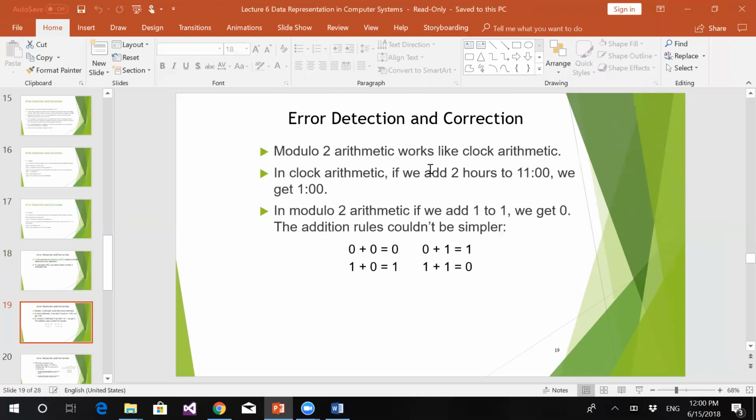Modular 2 arithmetic works like clock arithmetic. In clock arithmetic, if we add 2 hours to 11, we actually have 13 as the result, but we consider that as 1 o'clock. In modular 2 arithmetic, we add 1 and 1, we get 0 as the result. So the addition rule becomes like this. 0 plus 0 is 0, 0 plus 1 is 1, 1 plus 0 is 1, 1 plus 1 is 0.